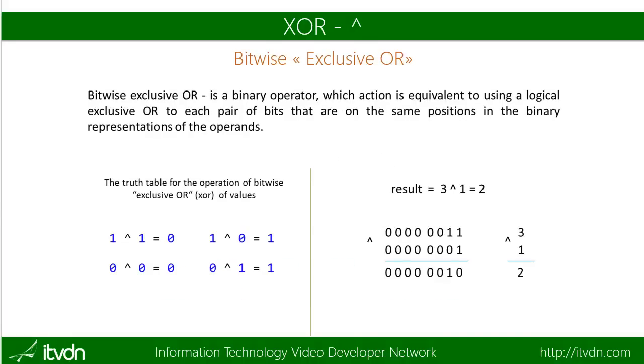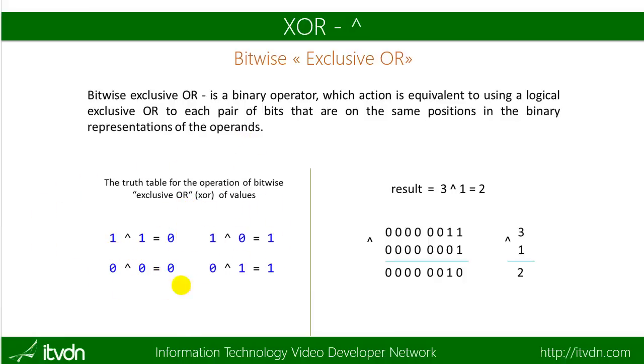The same condition here. Bitwise exclusive OR is a binary operator whose action is equivalent to using a logical exclusive OR to each pair of bits that are on the same position in the binary representation of the operands. Here you have the table of truth. It's the same thing here.